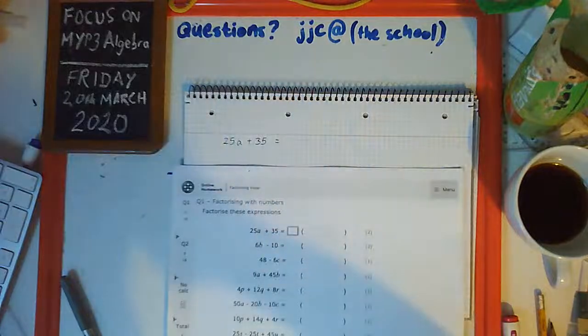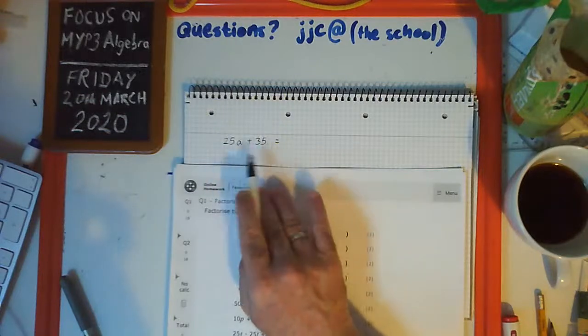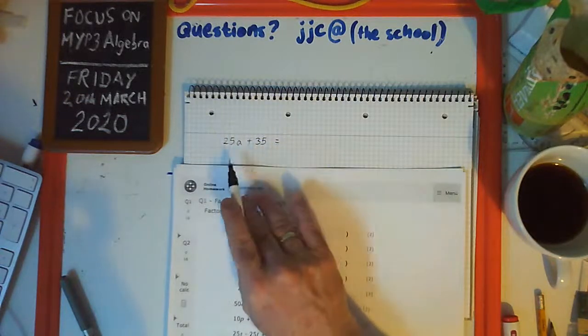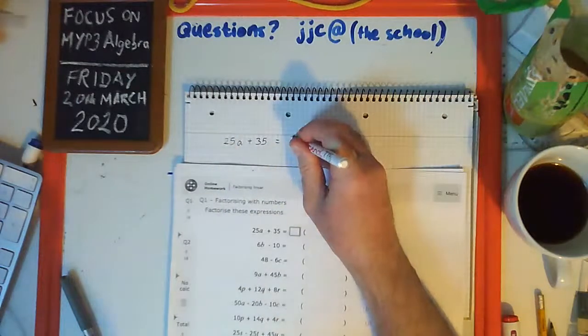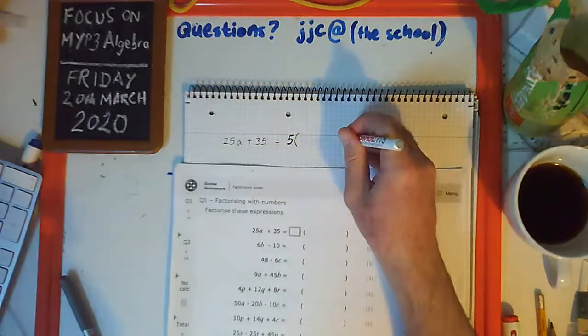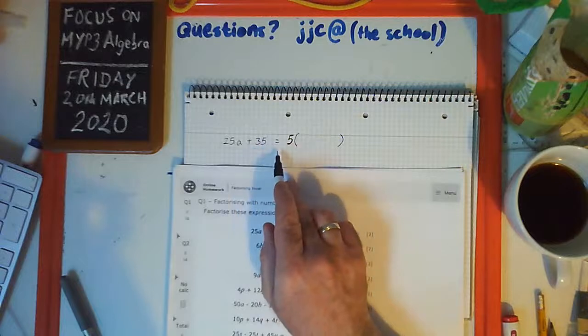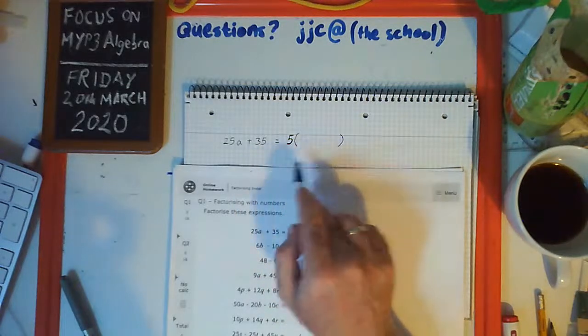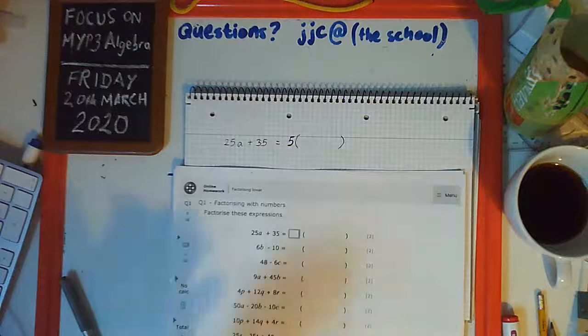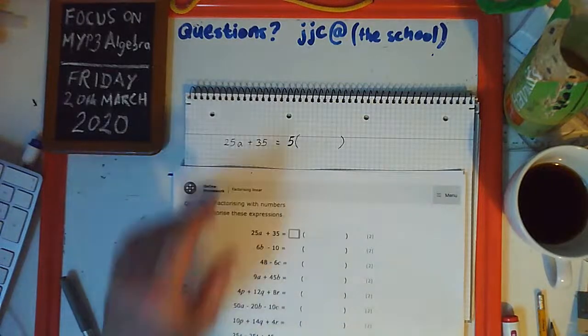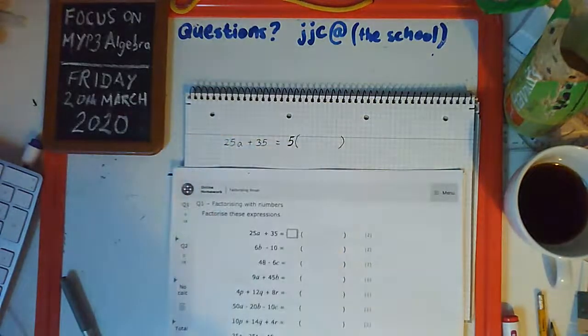So first of all, I need to think of something that both of these terms can be divided by. And they can both be divided by 5. So 5 is the number that I can take outside the brackets. And then I'm going to say that this thing that I started with is equal to 5 times something in brackets. So we're trying to take out as much as we can, find the biggest number that goes into both of those. And in this case, it is 5.